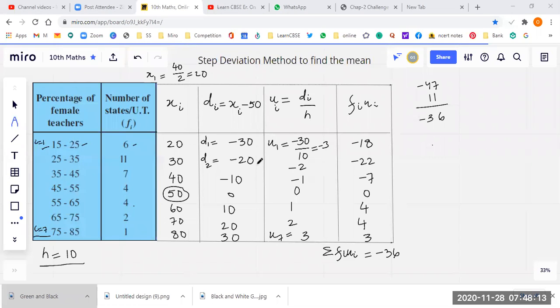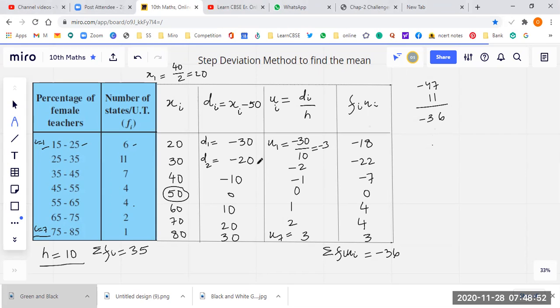Now what you will be doing next, you have calculated summation fi ui, right students? Now you will be calculating summation fi. So what is summation fi? That is the total of all the frequencies. So when you calculate them, 6 plus 11 is 17, plus 7, 24, plus 4, 28, 28 plus 4, 32, 32 plus 3, 35. So this is 35. Right?